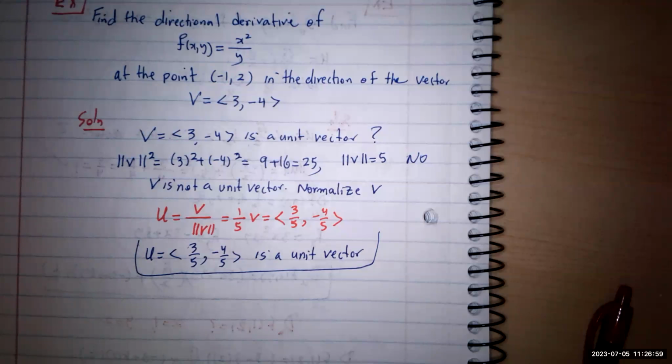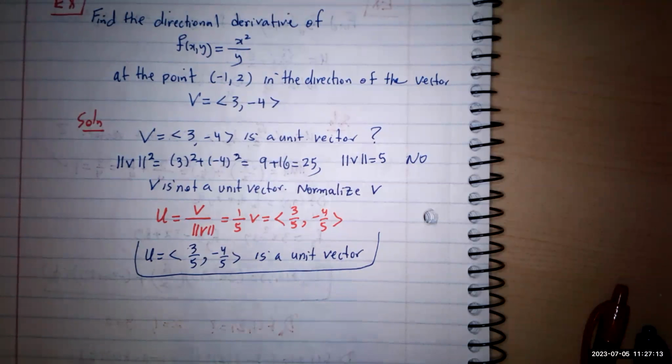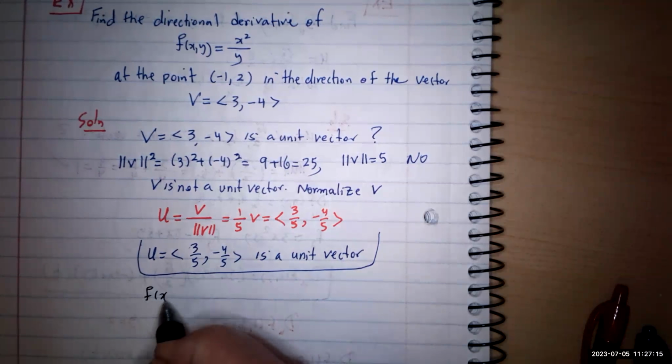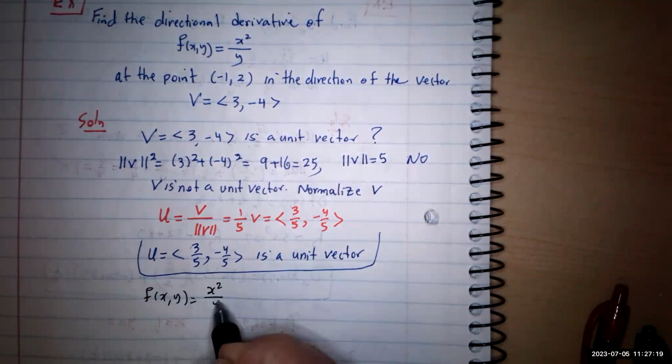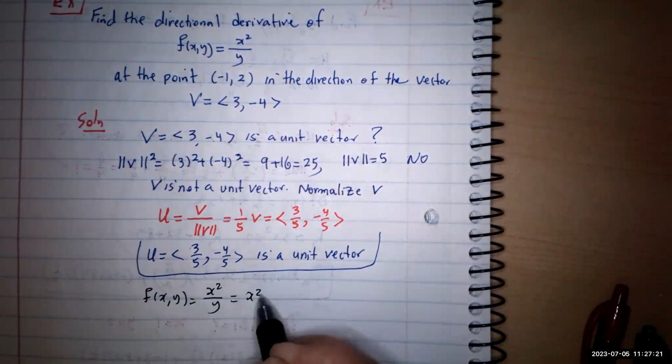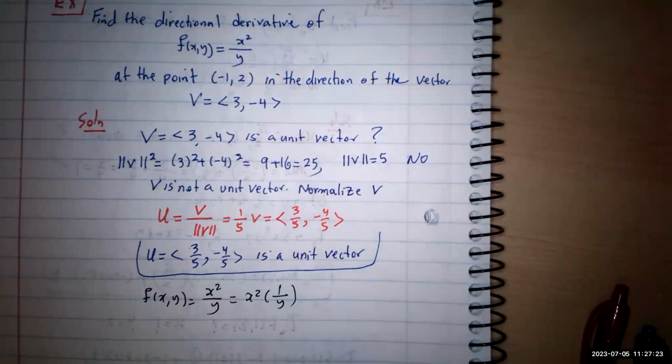So now we know the formula. So go for the partial derivatives again. Okay, any question? Make sure you normalize it yourself. So bring the function and take the partial derivatives. The function is f of x, y equals x squared over y, which is the same as x squared times 1 over y.